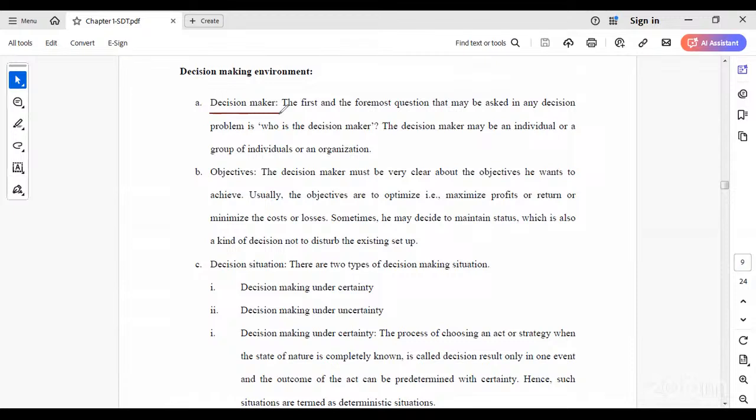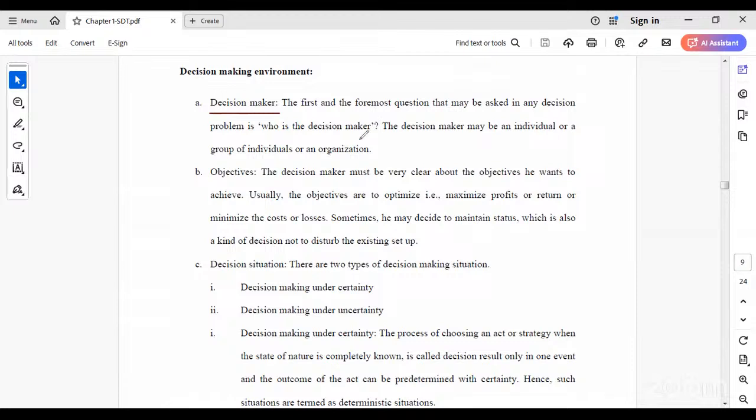Usually, the objectives are to optimize, that is, maximize the profit or return. Profit and return have the same meaning, but based on the situation and circumstances, we use maximize profit or return, or minimize the cost and losses. Sometimes he may decide to maintain the status quo, which is also a kind of decision, not to disturb the existing setup.